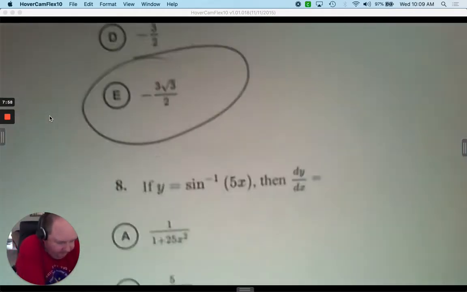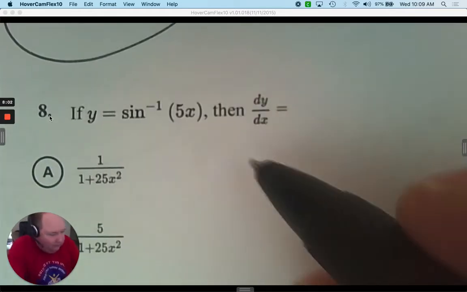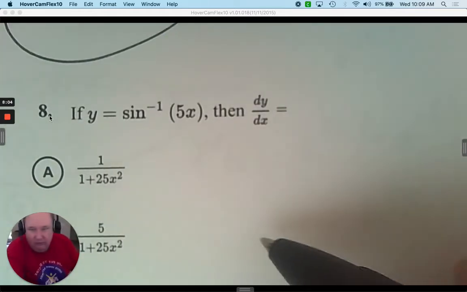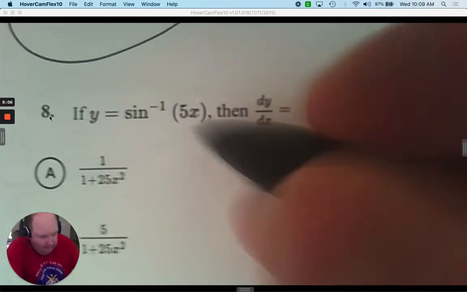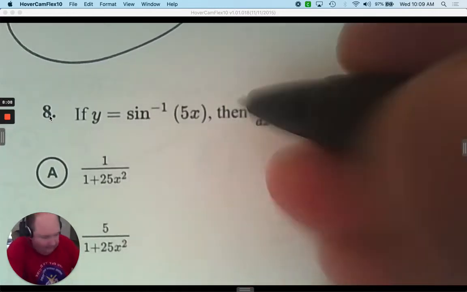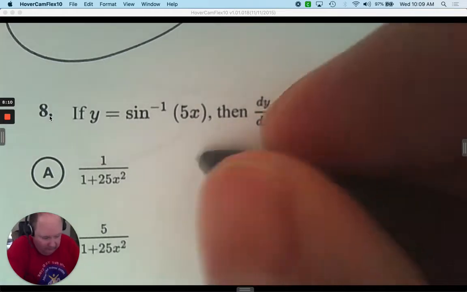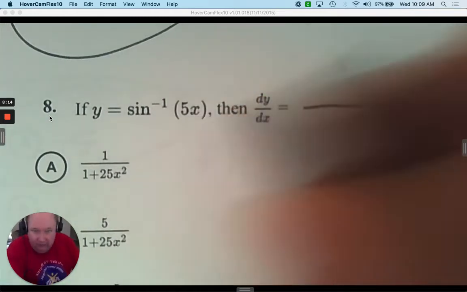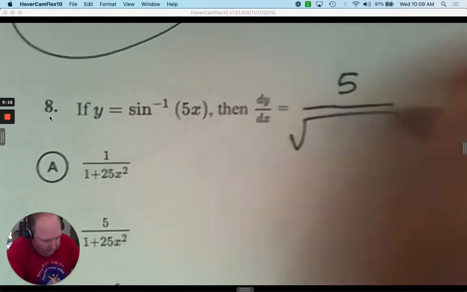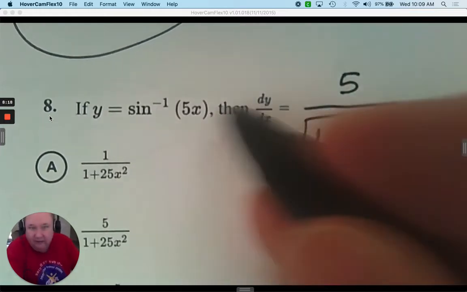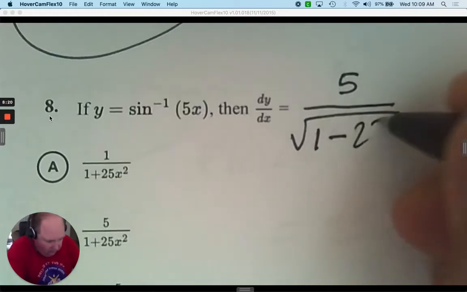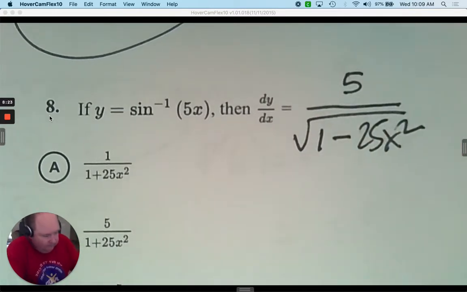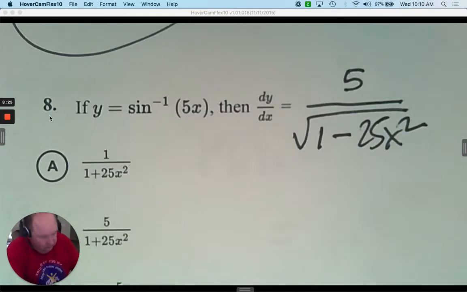Number 8. Y equals, and that's a symbol for inverse. They should really use the word arcsine. That means the same as arcsine. You could, I guess, see either one. So if that's arcsine, then the derivative, what you see, the derivative of 5x is 5. It's square root of 1 subtract, and then what you see, you square. That matches with E.